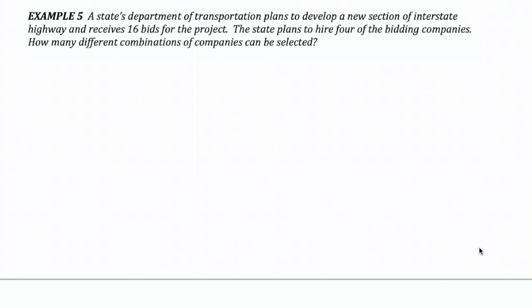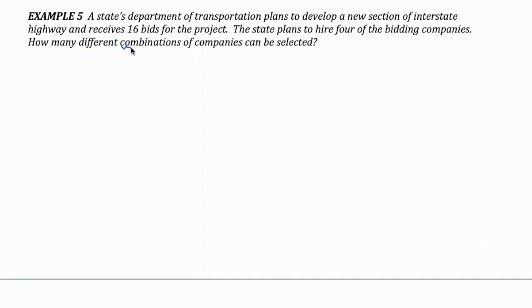In example 5, we have a state's Department of Transportation planning to develop a new section of interstate highway, and they get 16 bids for the project. The state plans to hire 4 of the bidding companies. How many different combinations of companies can be selected?